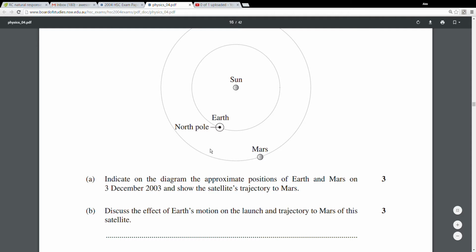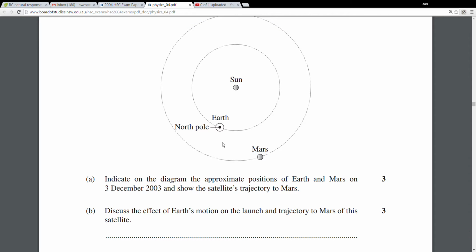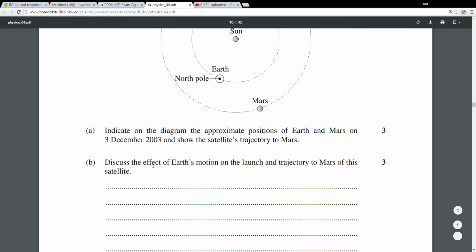Well, we need to launch in the same rotational motion of Earth and also in the same orbital motion as Earth, because the satellite gains the speed from its inertial frame of reference, meaning that we can use less fuel, so it's cost efficient. Yeah, that sort of stuff.